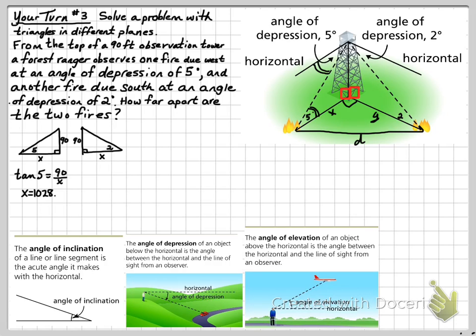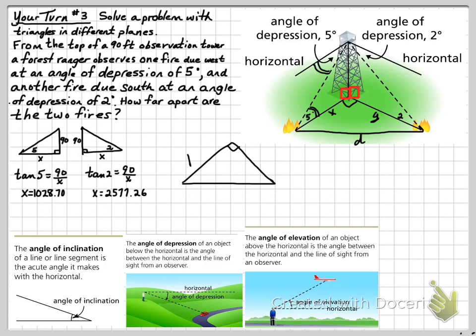And we're going to say the tangent of 5 is going to equal 90 over x, opposite over adjacent, and that gives me 1,028.70. And the other side, we got the tangent of 2 is 90 over x, which is 2,577.26.